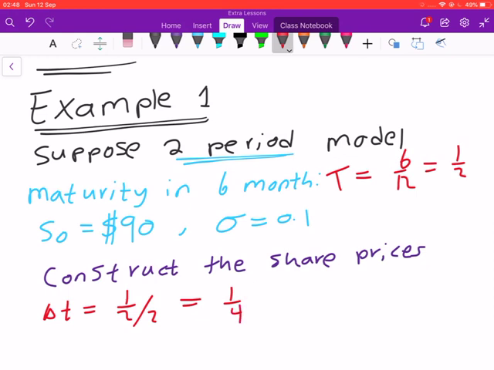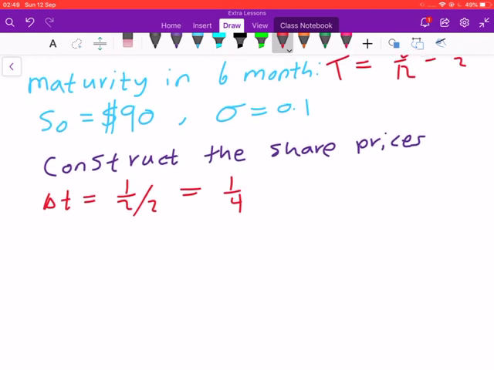We are told that the price of a share at inception is $90, and the volatility parameter is 0.1, which is 10%. Now they say construct the share price. We are told that at inception it costs $90.